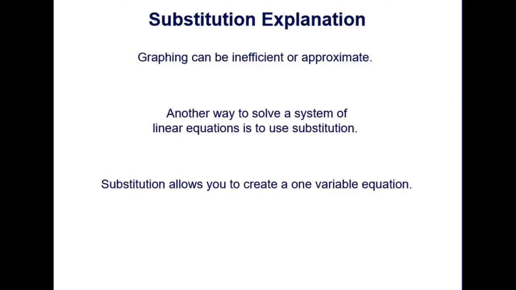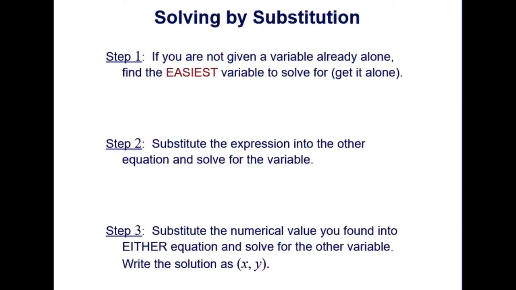So when graphing is inefficient, or you have to be approximating with it, there's another way to solve a system, and it's known as substitution. Substitution allows us to create a one variable equation out of two.